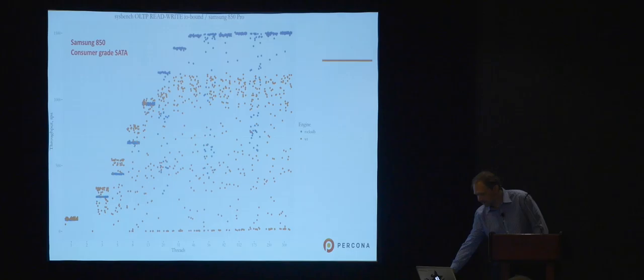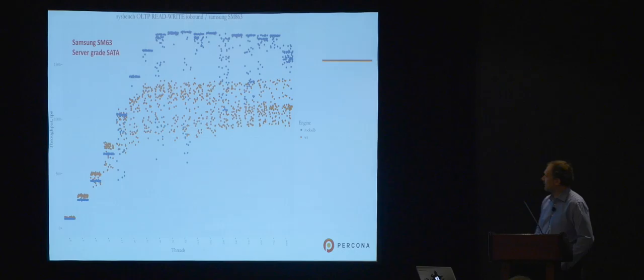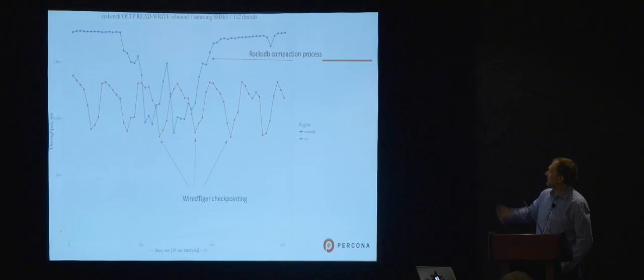And if you look at some better, server grade storage, that's the Samsung 863, there again we don't see drops to zero from WiredTiger, but there is still variability. But at the same time, you can see a lot of jumps for RocksDB too. And if we unfold into the case with 112 threads, we can see this kind of behavior.